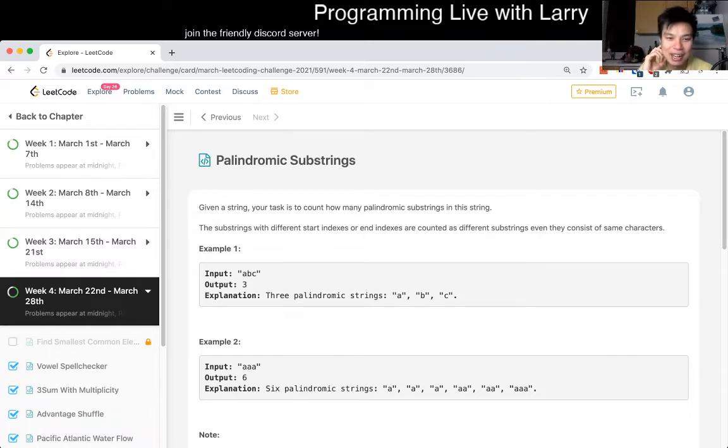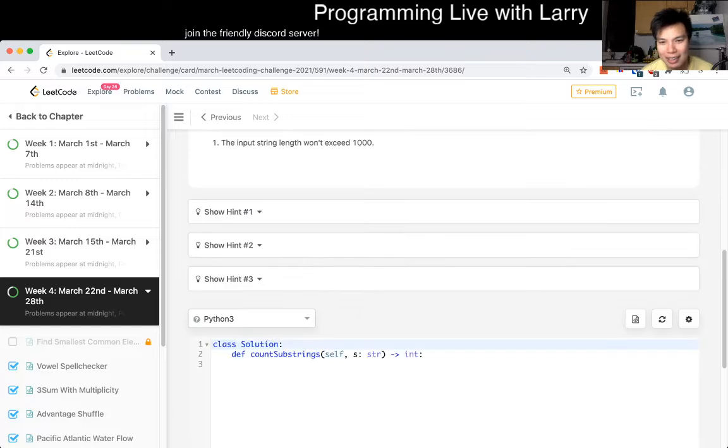And today's problem is Palindromic Substrings. Given a string, you're tasked to count how many palindromic substrings are in the string. The substrings are different. I mean, okay.